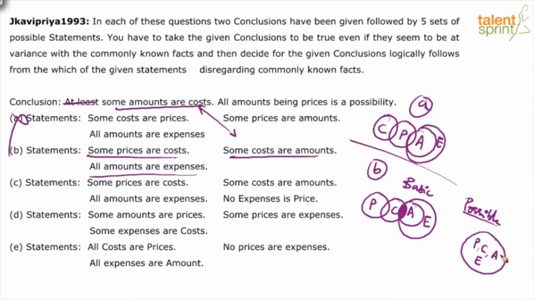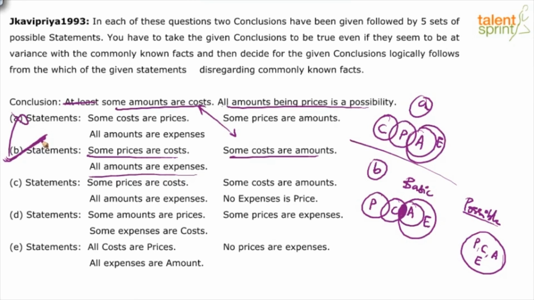How can I prove it? Some prices are costs. Yes, some prices are costs. Some costs are amounts. Yes, some costs are amounts. All amounts are expenses. Yes, all amounts are expenses. Now go back to the conclusion here. All amounts being prices is possible. Yes, all the amounts are prices. So you can conclude that option B is the answer. The second option is the correct answer.